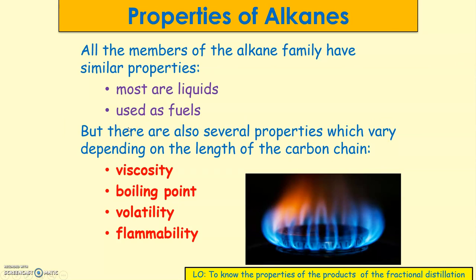So, just a bit of information, guys. You can pause this video if you want to get this down. So all the members of the alkane family, so that's all the alkanes we just saw for the retrieval practice, have similar properties. Most are liquids and they're used as fuels. They're all hydrocarbons as well. But there are also several properties which vary depending on the length of the carbon chain, the hydrocarbon chain. So viscosity, boiling point, volatility, and flammability. And these are all properties of the alkanes.